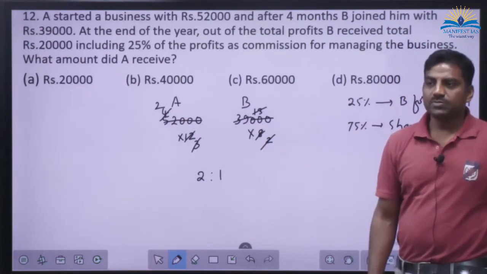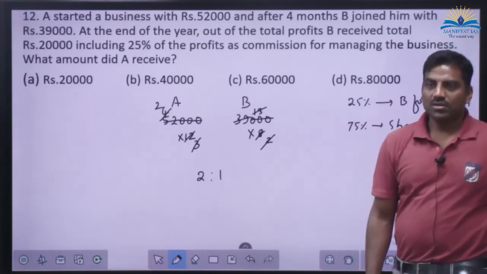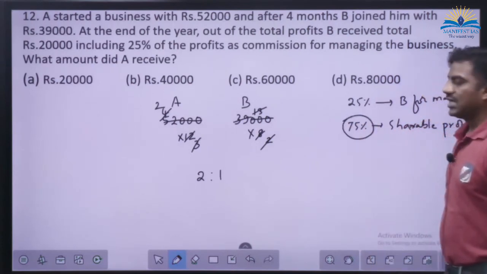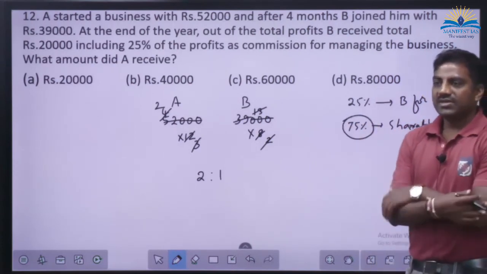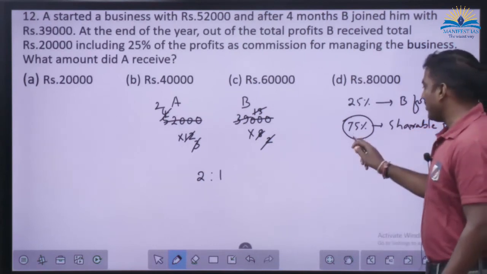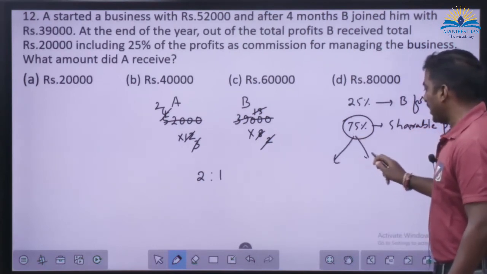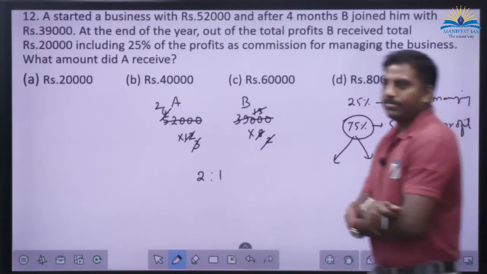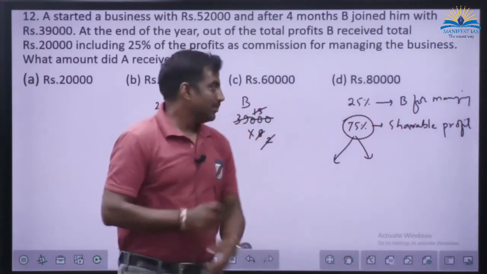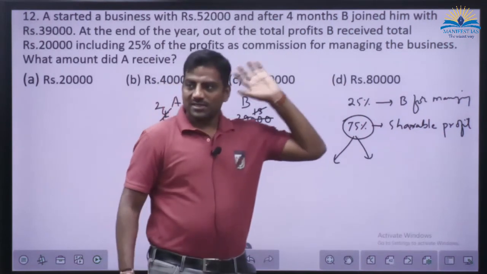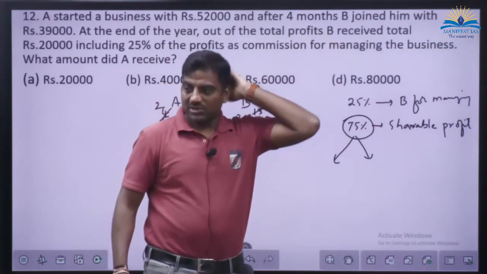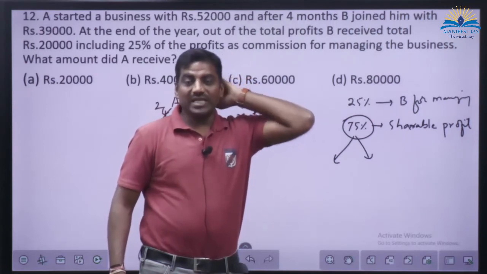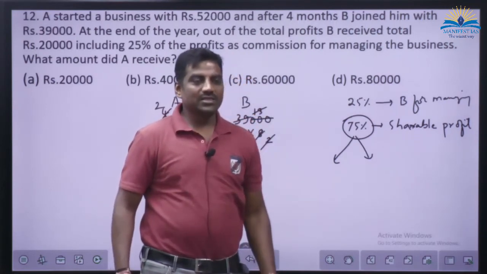If A gets 2 rupees, B has to get 1. But according to the shareable profit, how much is the shareable profit? 75%. In this 75%, how much should go to A and how much should go to B? Simple. 100 rupees was the profit. B has taken 25 rupees for managing. So in 75 rupees, what is the share of A?